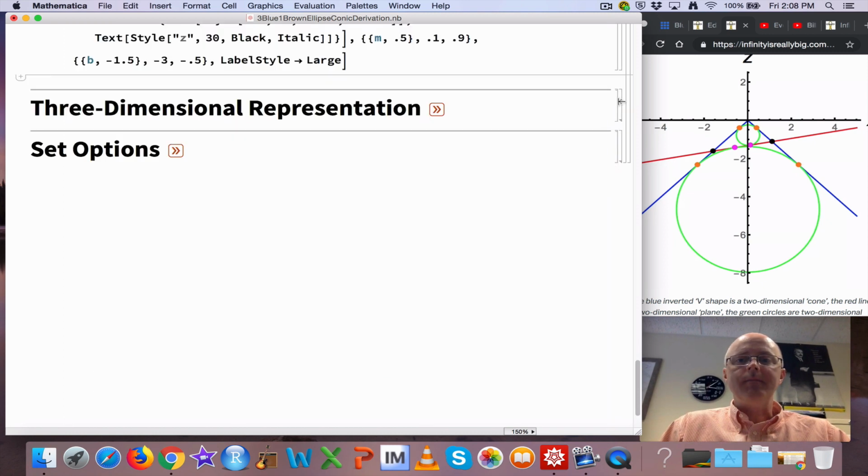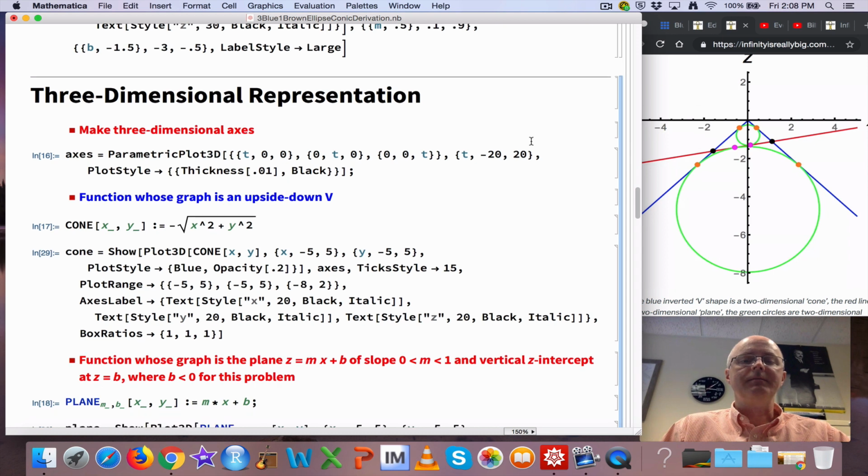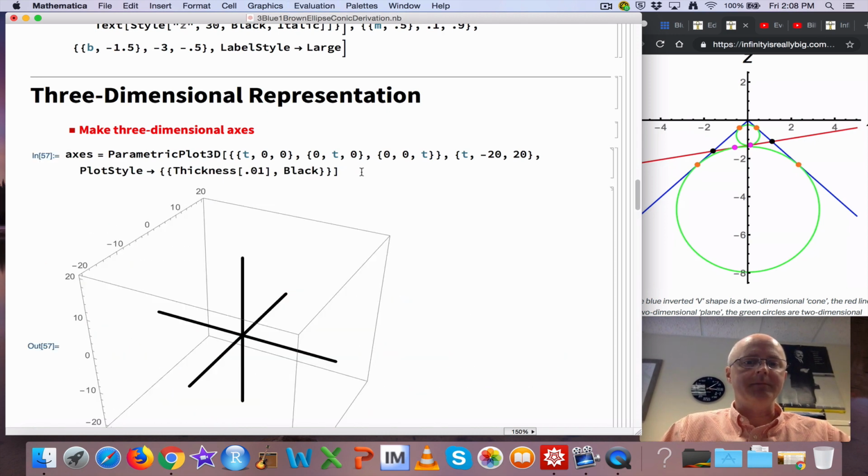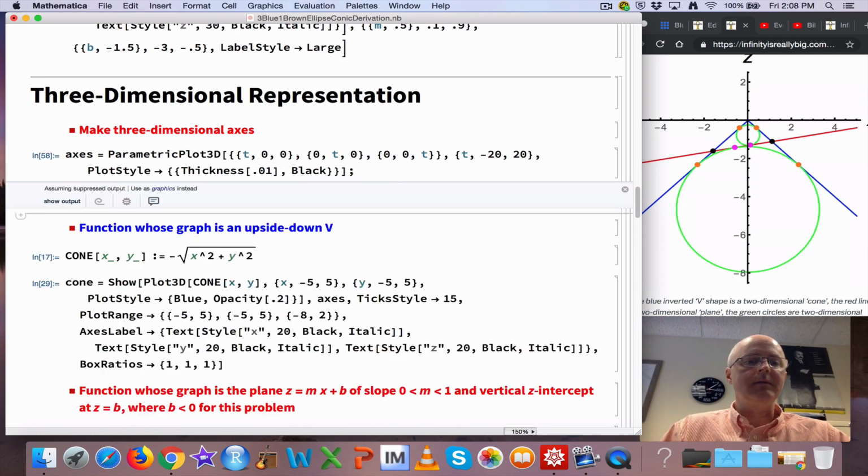Okay, on to the three-dimensional representation. To make it as nice as possible, the first thing I'm doing is making three-dimensional axes with ParametricPlot3D. This is not a real big deal, it just makes it a little nicer. So I've essentially stored this picture right here in a variable that I'm calling axes. The semicolon just suppresses the output.